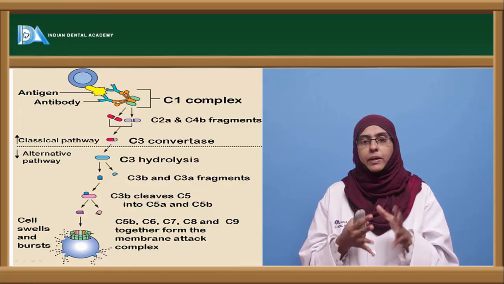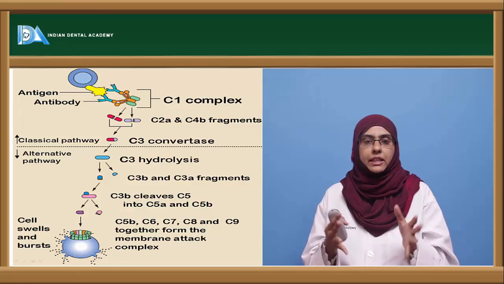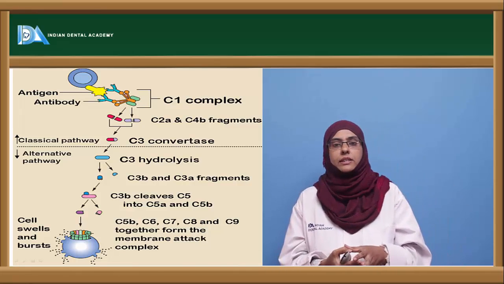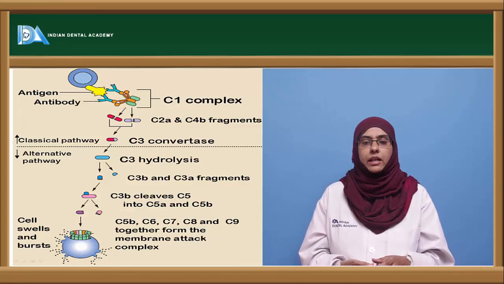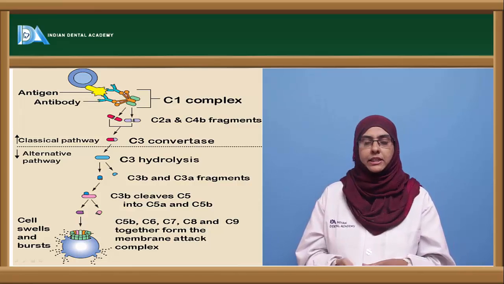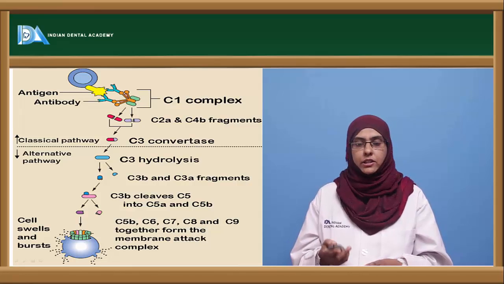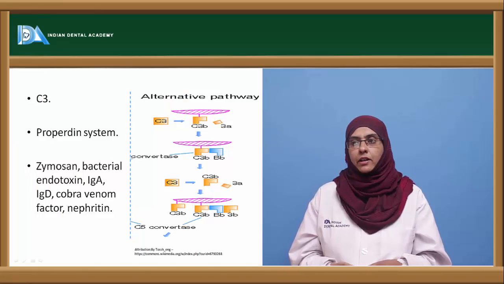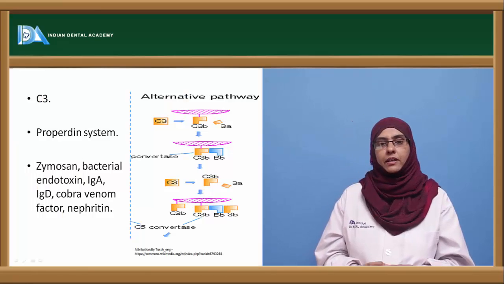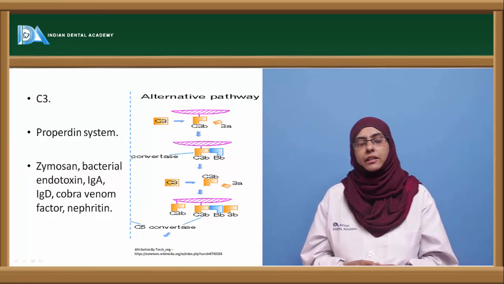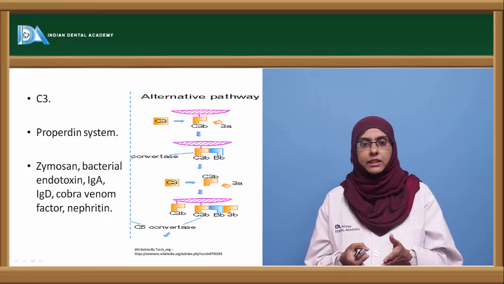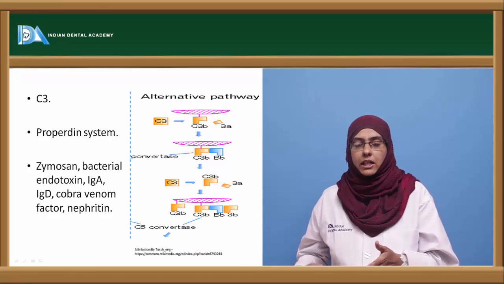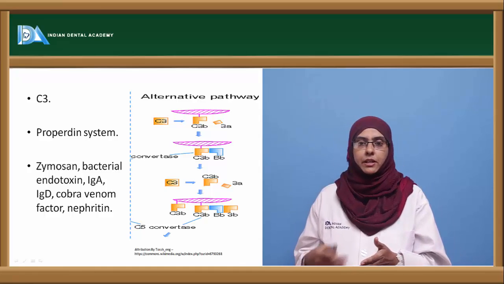So the whole complex from C1 to C9 that is formed on the bacterial surface is called the membrane attack complex, and the organism dies either due to swelling and bursting or due to plasmolysis, that is, leakage of the contents. So this is about the classical pathway. Next, coming to the alternative pathway, as I told you, both the classical and alternative pathways merge at a specific reaction, which is the C3 convertase. From then on, the pathway is similar in both cases.